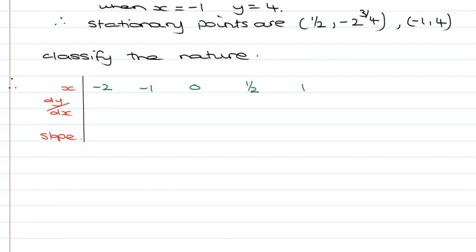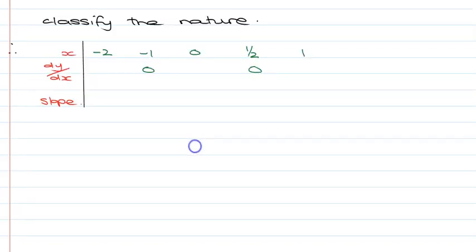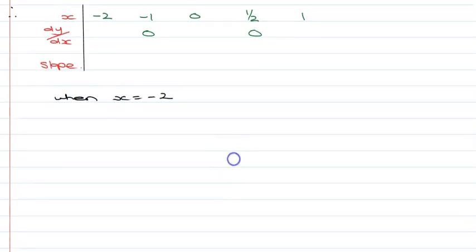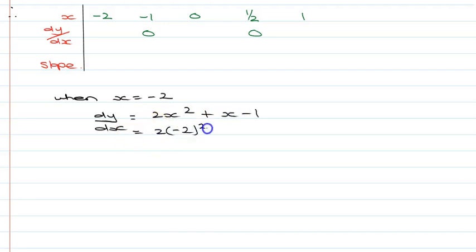So we know also, by the way, that the gradient at -1 and 1/2 is 0. So looking at the gradient when x = -2, dy/dx, to remind myself, was 2x squared + x - 1. So let's sub that in: 2 times (-2) squared + (-2) - 1. The gradient is 8 - 2 - 1, which is 5. So we can say that that's a positive number, so I'm going to do a positive line. We already know that's a 0 line.